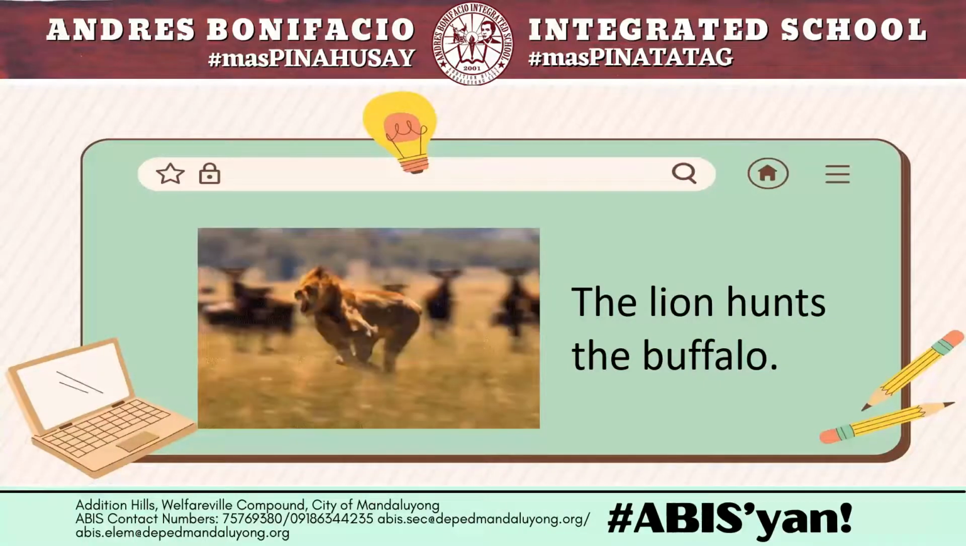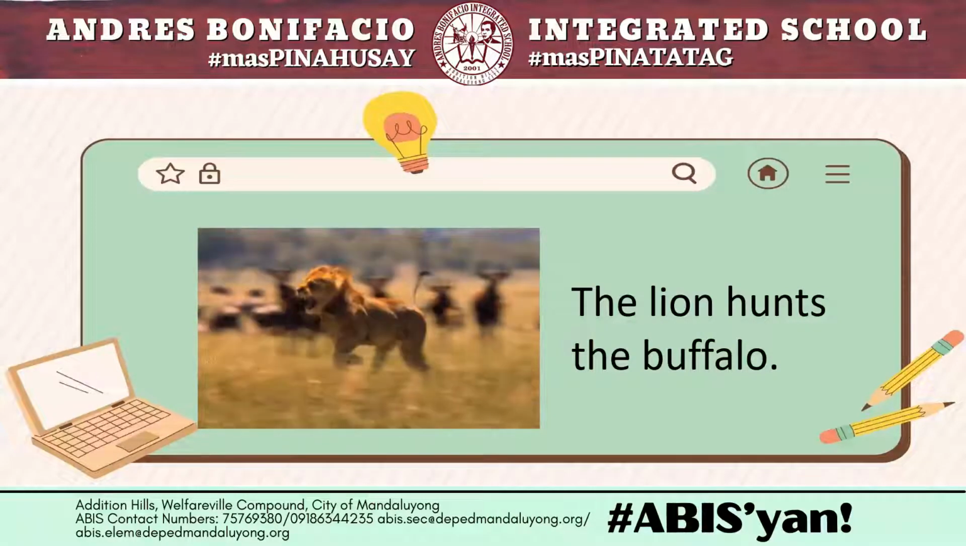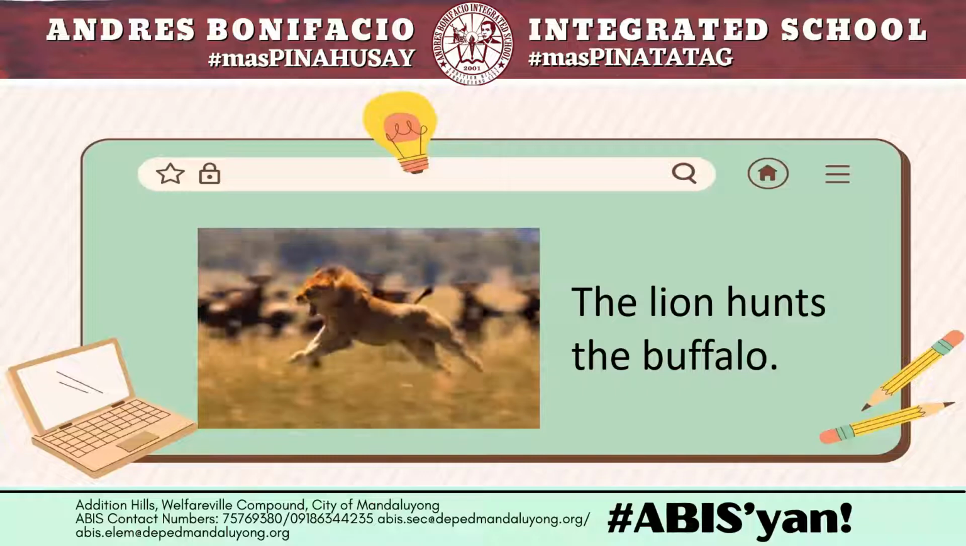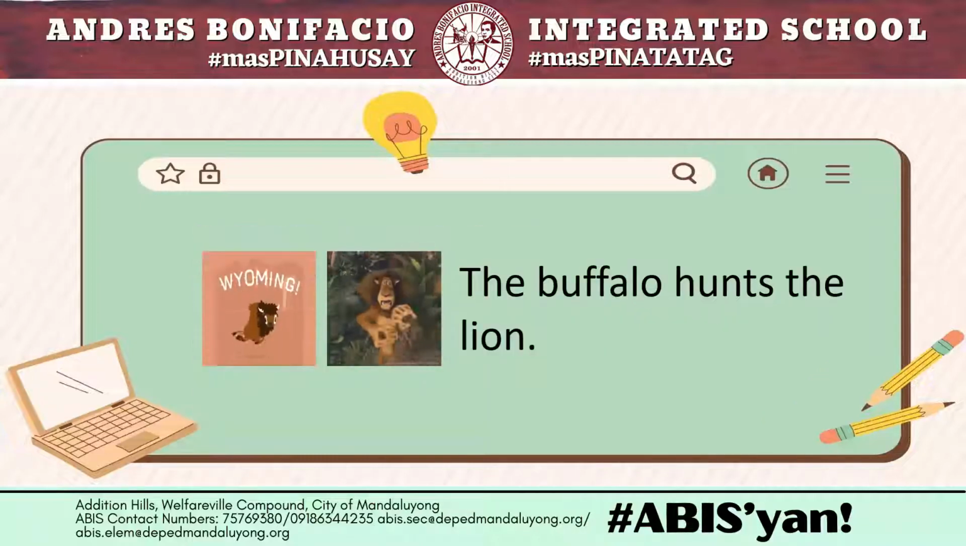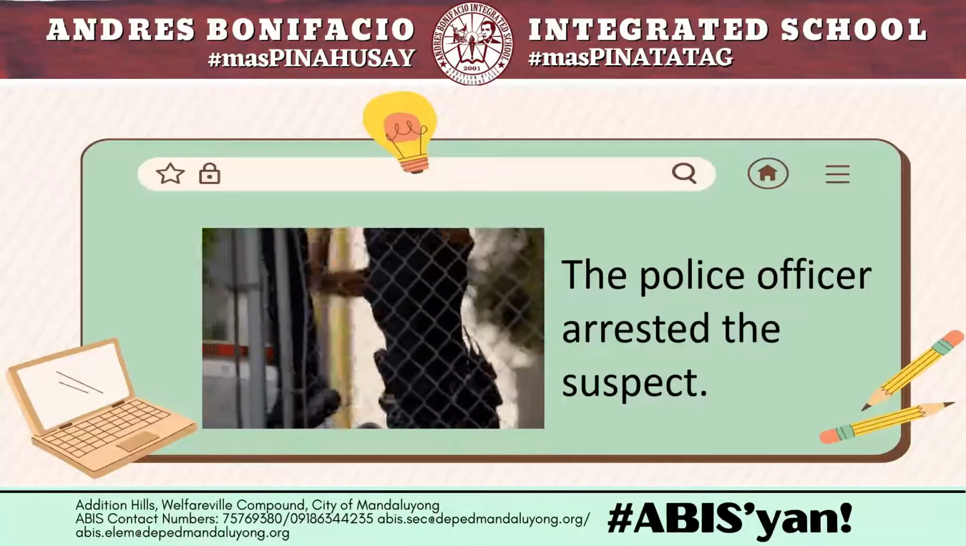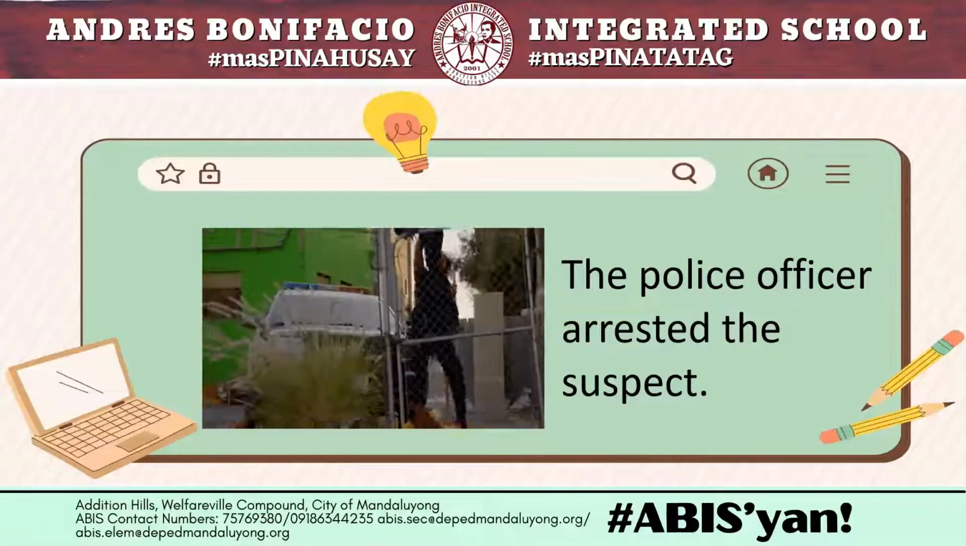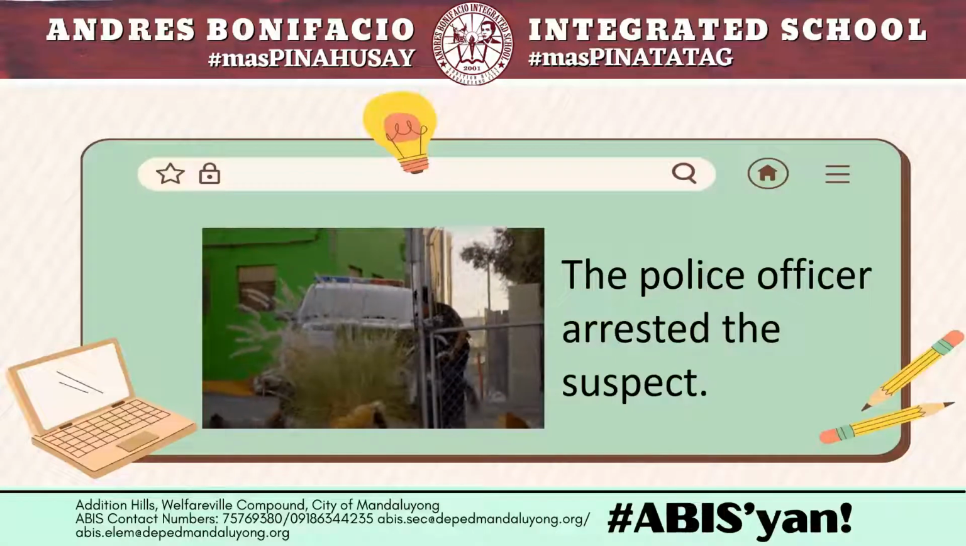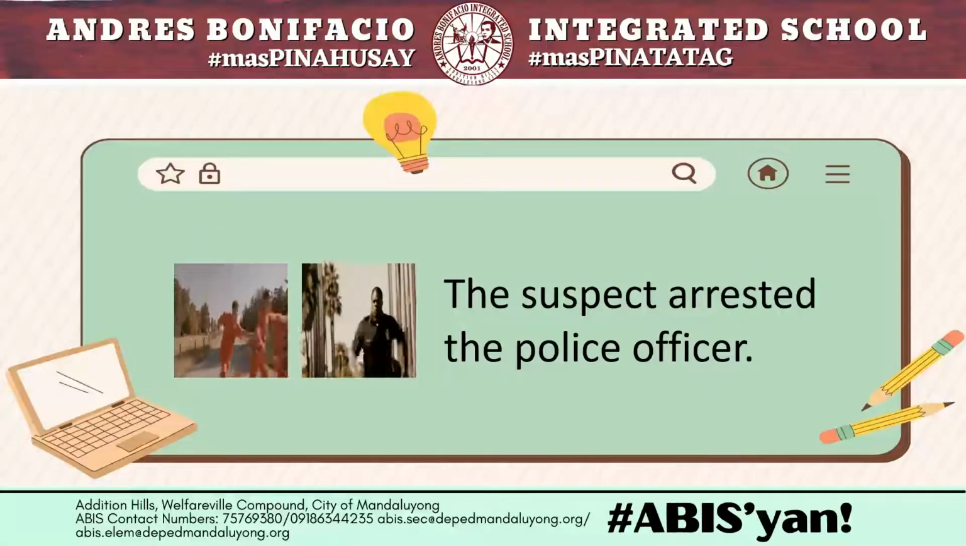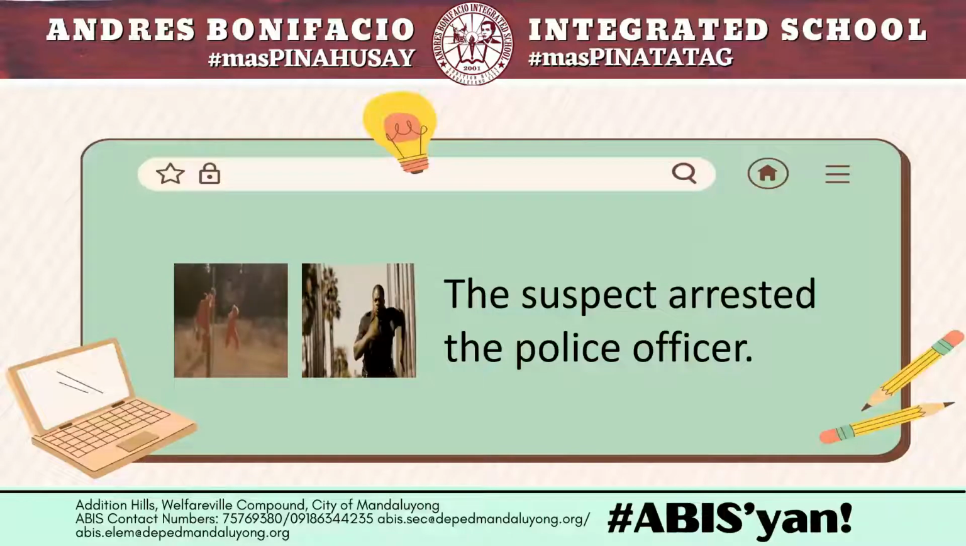In the previous activity, why should you put the word lion in the beginning of the sentence? Why not, the buffalo hunts the lion? How about this one? Why do you think you should put the police officer in the beginning of your sentence? Why not, the suspect arrested the police officer? Nice! Because you consider the doer and the receiver of the action.